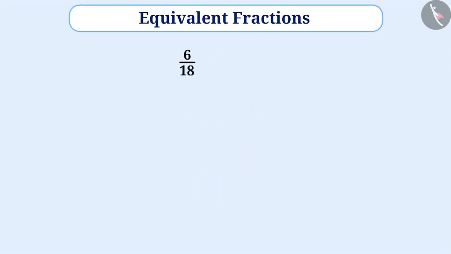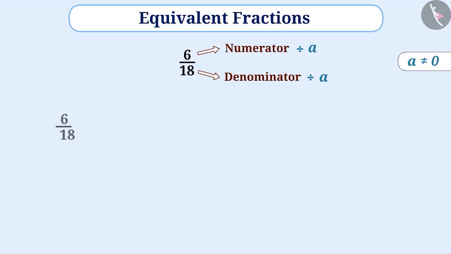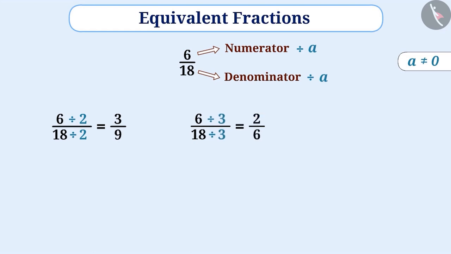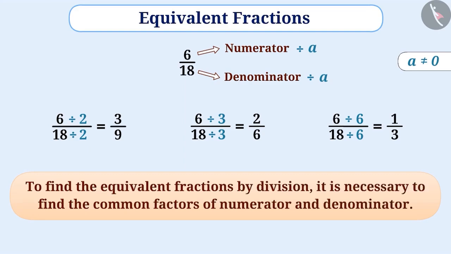Similarly, in order to find the equivalent fractions of any given fraction, we can divide its numerator and denominator by the same number. For example, to find the equivalent fractions of 6 by 18, the numerator and denominator can be divided by 2, which gives equivalent fraction 3 by 9. Similarly, dividing by 3 will give an equivalent fraction of 2 by 6. And similarly, dividing by 6 will give an equivalent fraction of 1 by 3. To find the equivalent fraction by division, it is necessary to find the common factors of numerator and denominator.